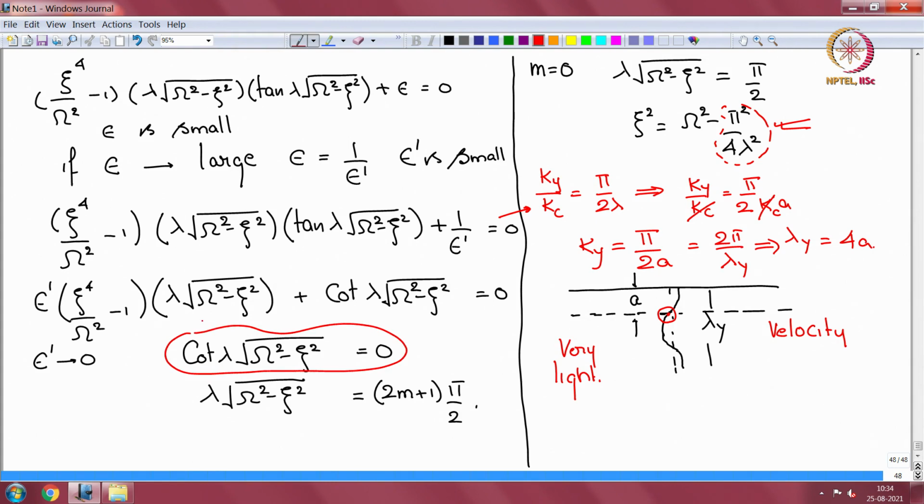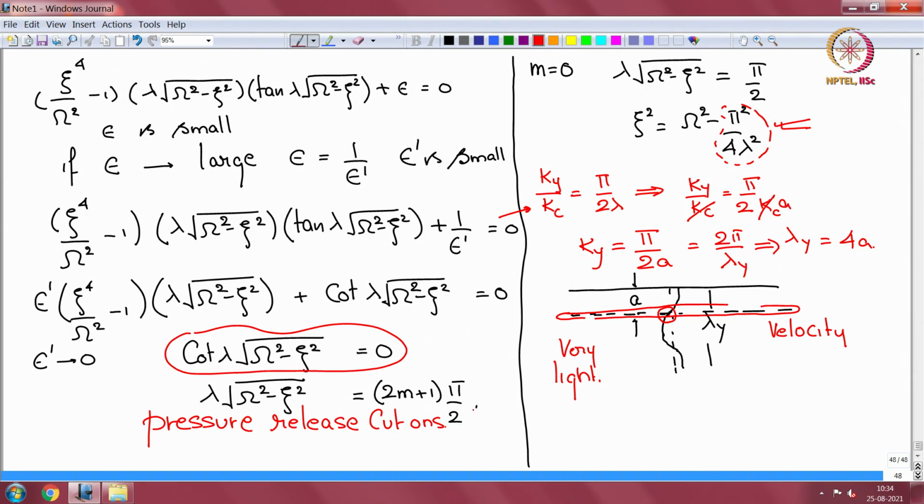Okay, and so these are called the pressure release cut-ons. So this is called the pressure release boundary condition, where pressure is 0 at the boundary of a fluid. It is called the pressure release condition, 0 pressure condition. So these are the pressure release cut-ons. Okay, and one of the critical points was the intersection of this with the flexural wave.